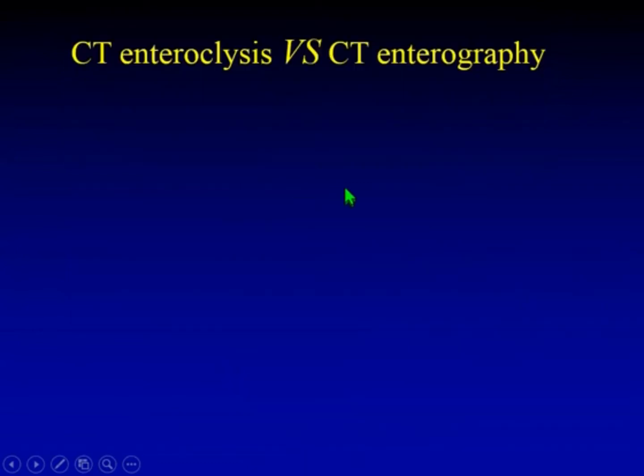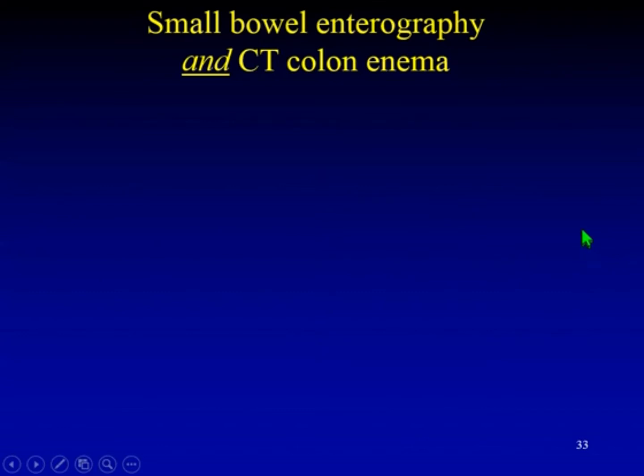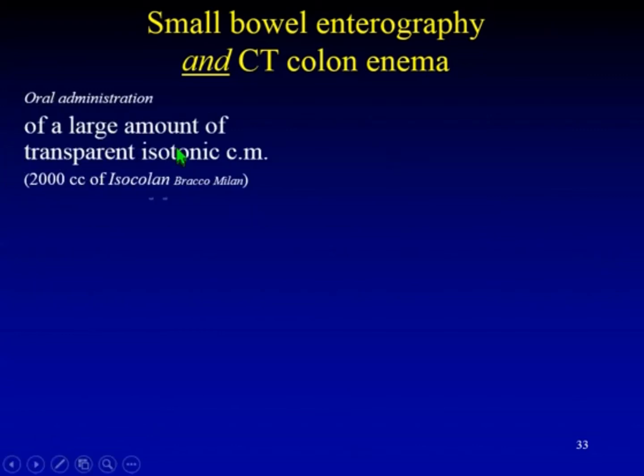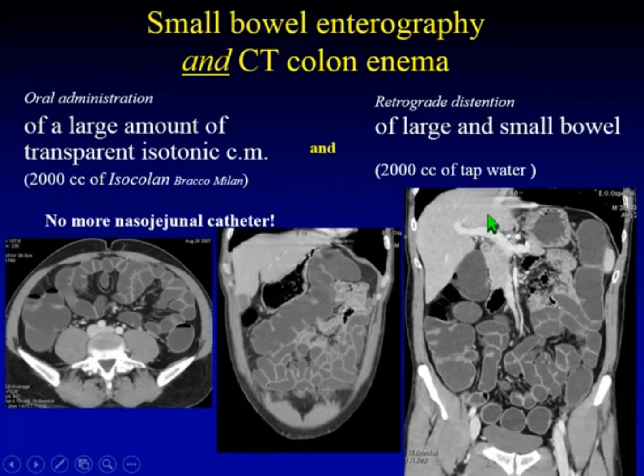For this reason, we moved from enteroclysis to enterography, but we introduced a new technique of examination that I will discuss with you. When we clean the intestine, we are cleansing the small bowel and the large bowel. For this reason, we may theoretically dilate the small bowel per os, and we may dilate the colon retrogradely using water. In this way, after cleansing and intestinal preparation, you may have the small bowel and the large bowel dilated to evaluate all the GI tube.